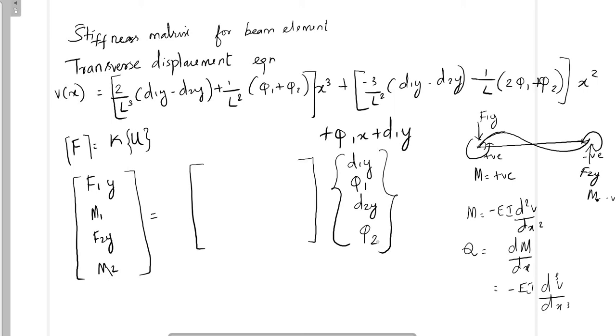So we have to get the matrix in the format of F1y, M1, F2y, M2, which is equal to some matrix into d1y, phi1, d2y, phi2. So this matrix can be stated as the stiffness matrix. So we are going to derive the matrix here.